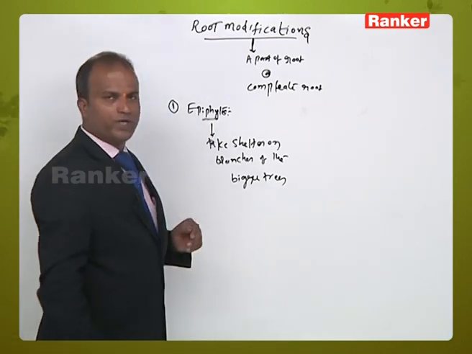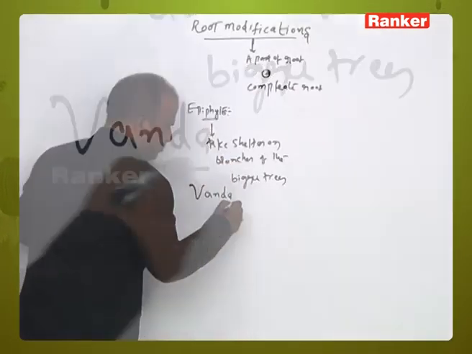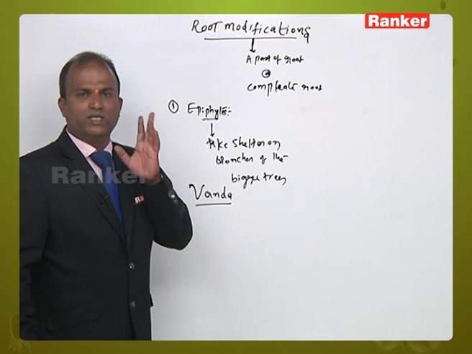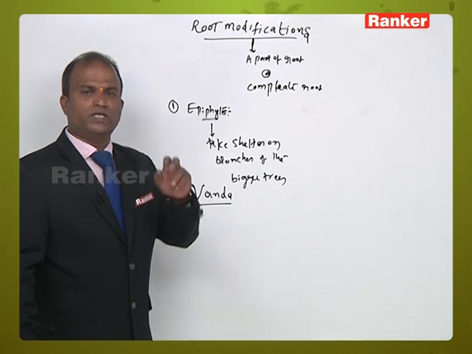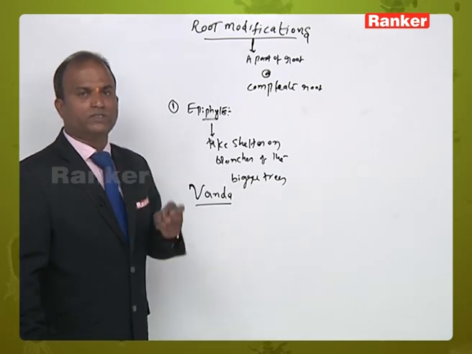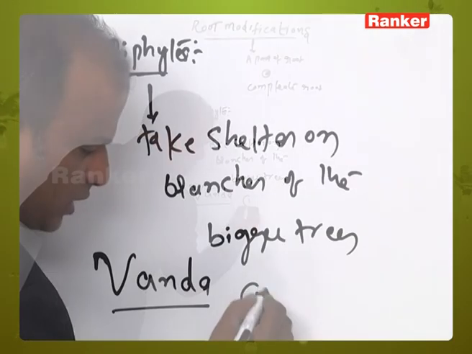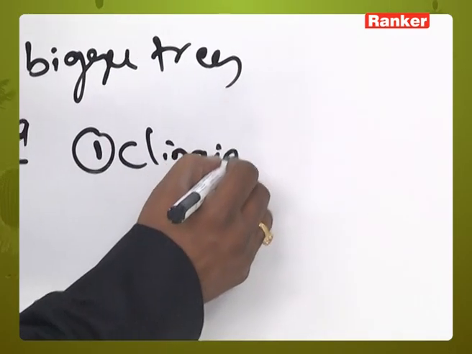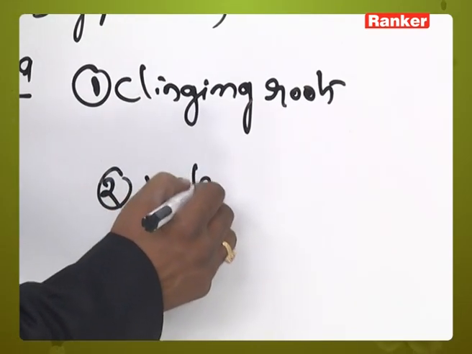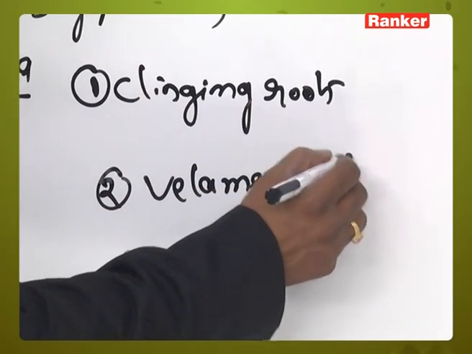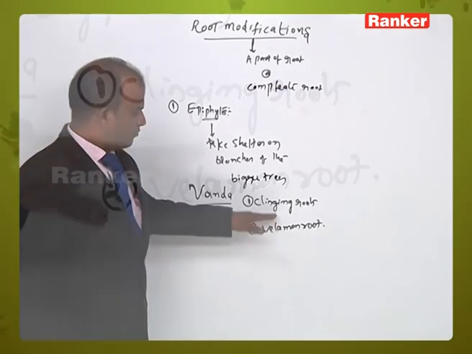What is the example for epiphyte? That is nothing but vanda. Vanda shows morphologically two types of roots. One is clinging roots, and another is velamin roots. Now, can you differentiate between clinging and velamin roots?